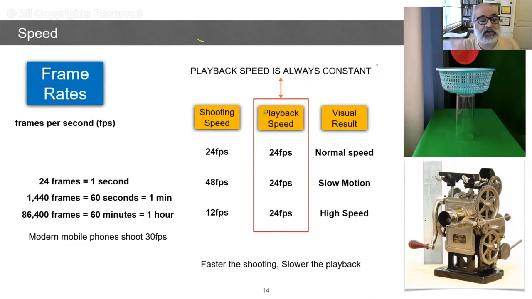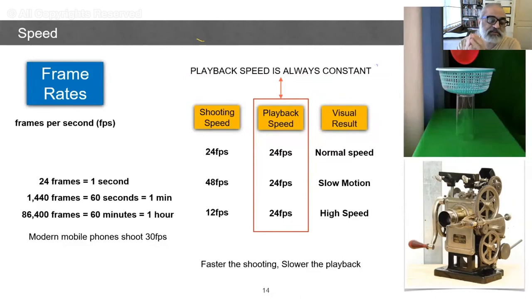Or I can record at 12 frames per second, which means that in 1 second, only 12 frames will get recorded. But my playback is still at 25. The playback does not change. This is what gives birth to the whole concept of slow motion or fast motion.